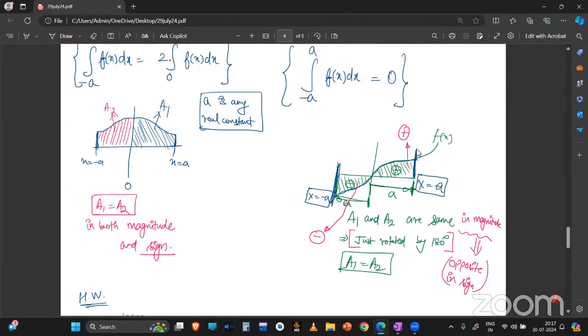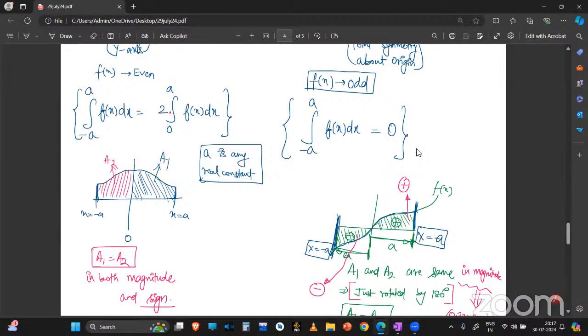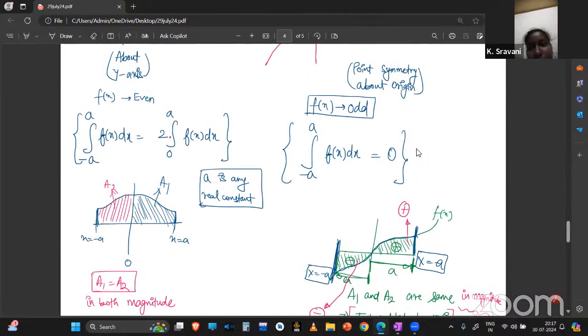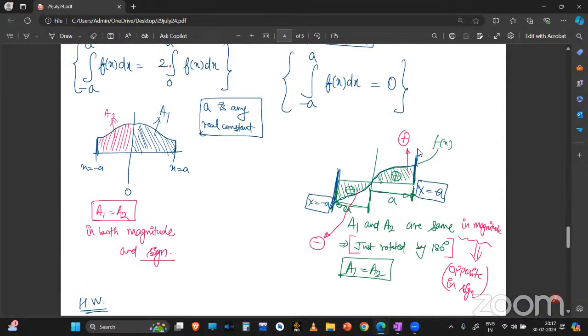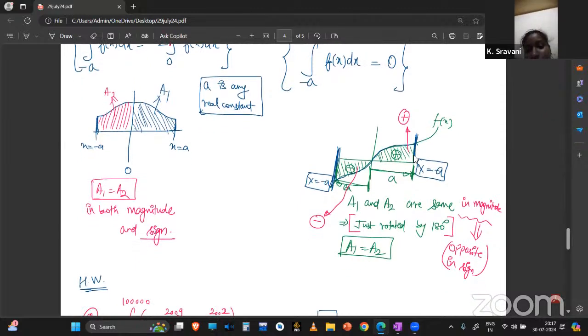So I had taught you yesterday that if you take the integration from minus a to a, where a is any real constant, of f of x dx, it treats the area above the y-axis as plus and the same area below the y-axis as negative. When it adds both the areas, what is the integration? Integration is a very dumb fellow. What he does is, if he gets minus 5 and 5, he will just add both of these. So it will be 0, right?